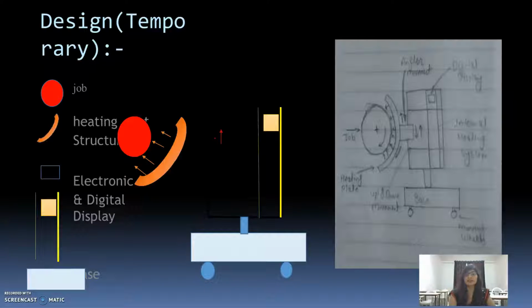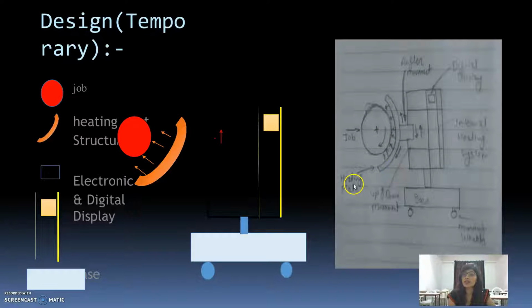Now, the design. In that design, here one job is given, one heating structure is given, and an electromagnetic digital display is given. In the diagram given here, it is the job, heating plate, up and down movement, angular movement, digital display, internal heating system, base and moving wheels. Some of these parts are explained.